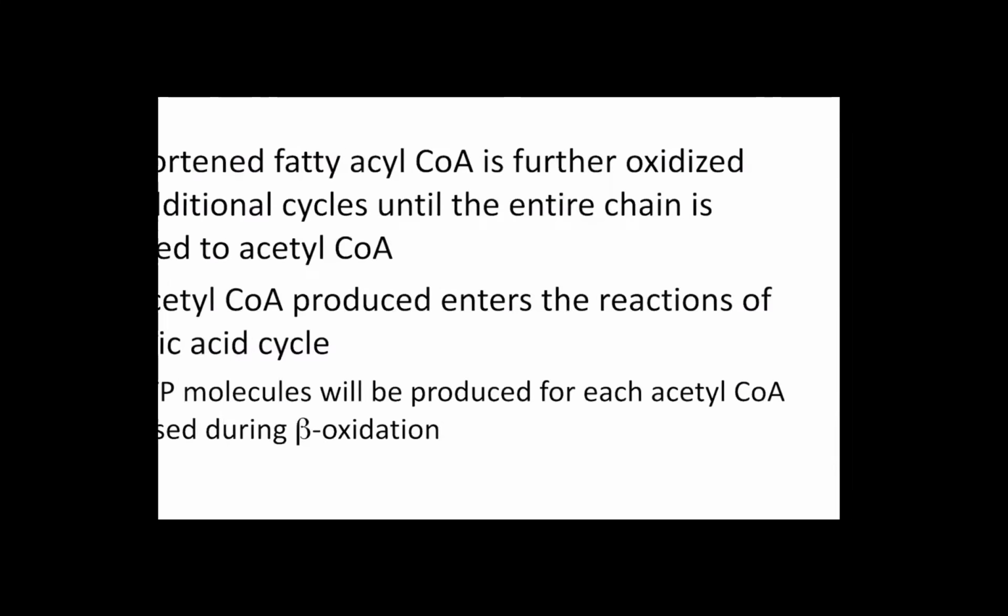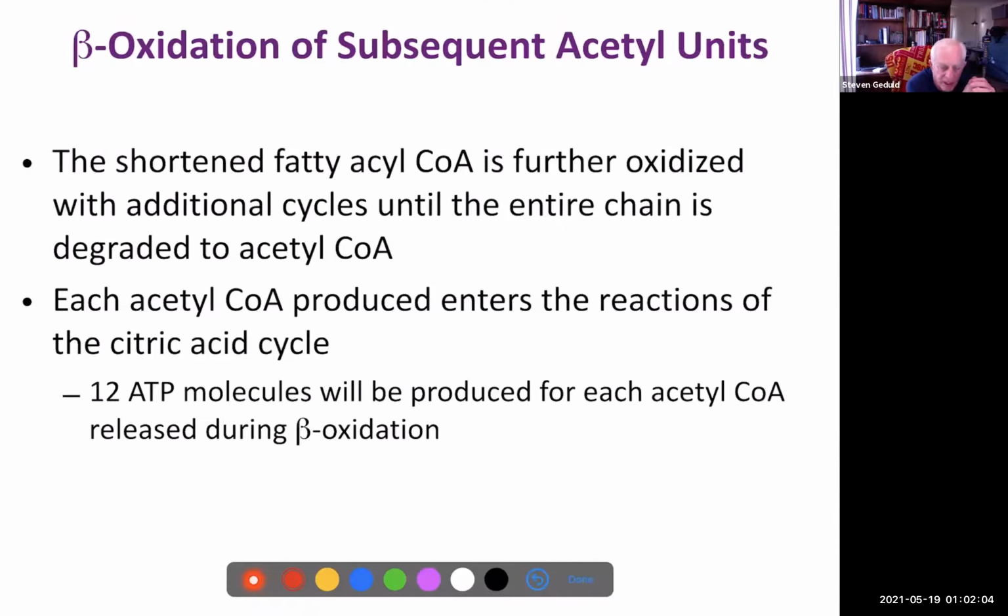Beta oxidation of subsequent acetyl units. Okay, meaning acetyl units are 2 carbon units. So acetyl is 2 carbon, like acetyl coenzyme A is a 2 carbon structure. So the shortened fatty acyl coenzyme A is further oxidized with additional cycles until the entire chain is degraded to acetyl coenzyme A. So we're taking our fatty acids and we're breaking them down 2 at a time.